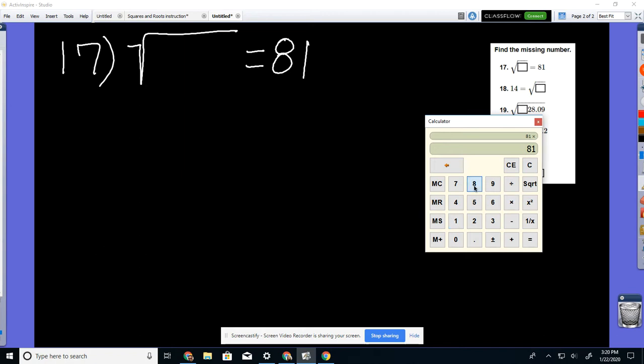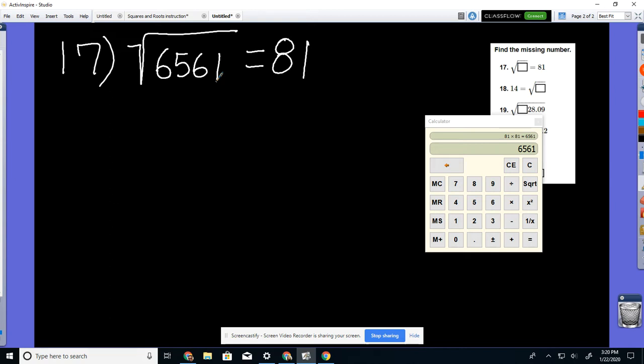81 times 81 equals 6,561. So the missing number is 6,561 because 81 times 81 is 6,561. All right? Might have gotten fooled on that one. Hopefully you tried it on your own first.